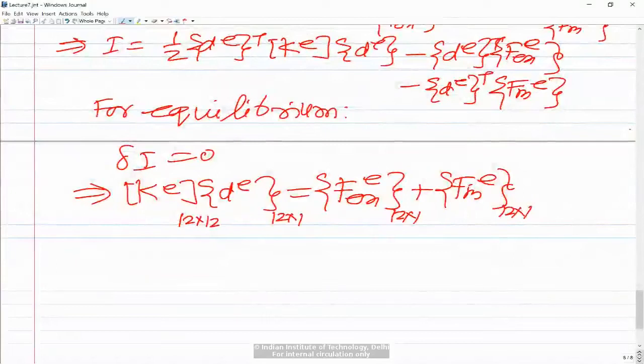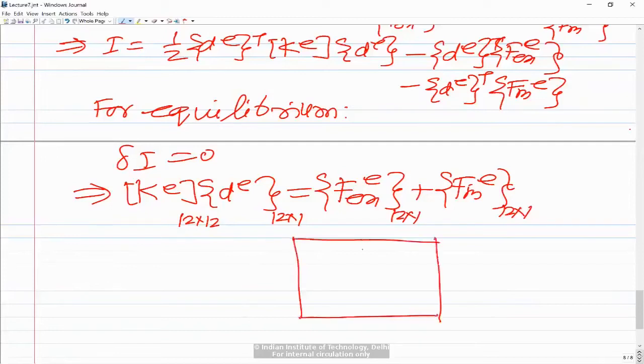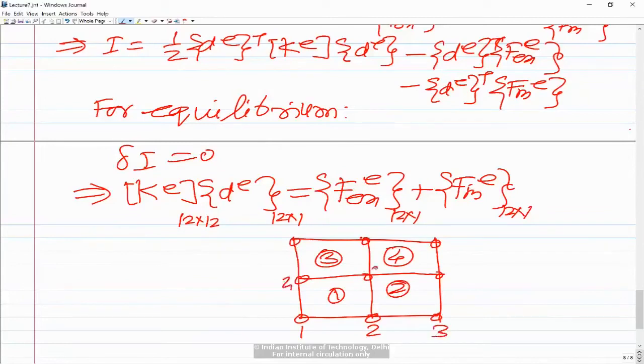Now I give you a problem. I will be asking you to submit it as an assignment in Gradescope, but you can start working on this. So let me give you a problem where you have a plate which is discretized into 4 elements. It's a square plate discretized into 4 elements. So elements 1, 2, 3 and 4, and these are the global nodes 1, 2, 3, 4, 5, 6, 7, 8 and 9.